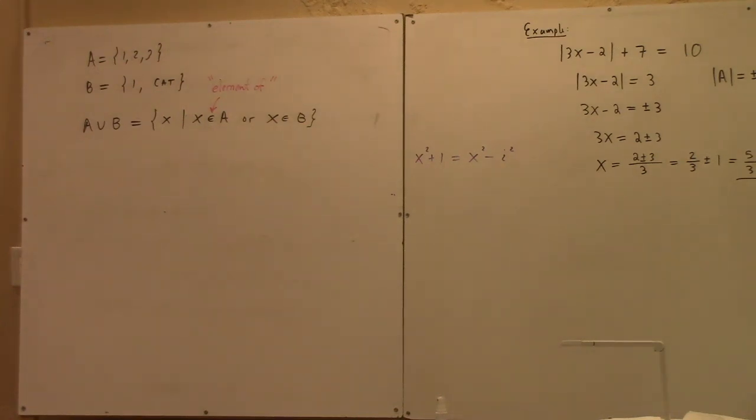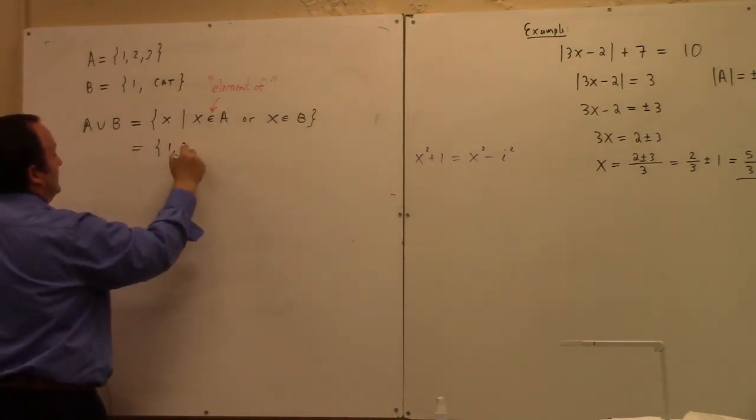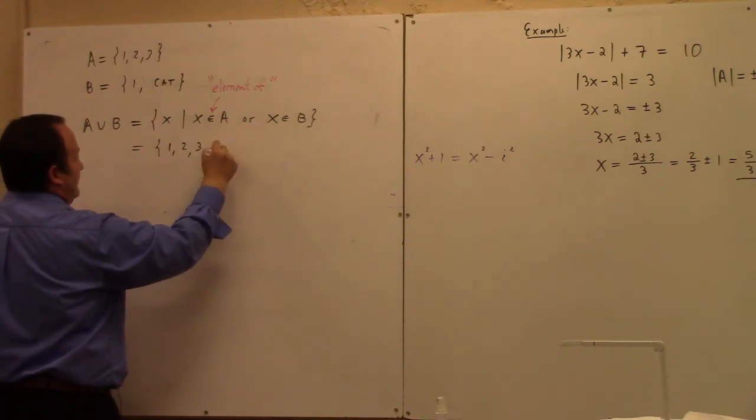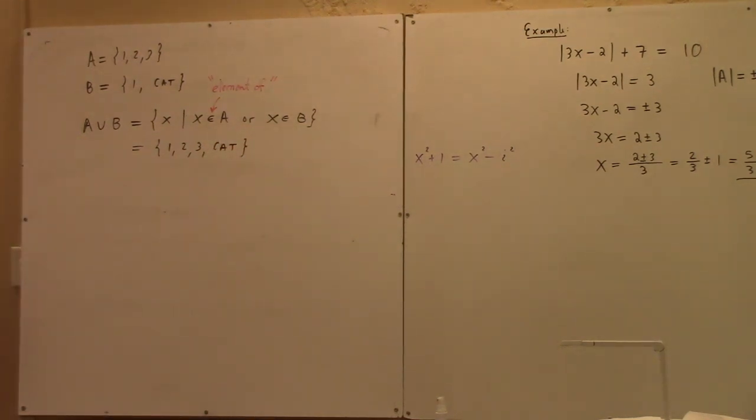So element of. So either X is an element of A. I shouldn't say either. X is an element of A or X is an element of B. It could be that it's in both. All right? This is like the mathematical or, not the exclusive or. So what is that? We got 1, we got 2, we got 3, and we got a cat. That's the union. What's the intersection of A and B?